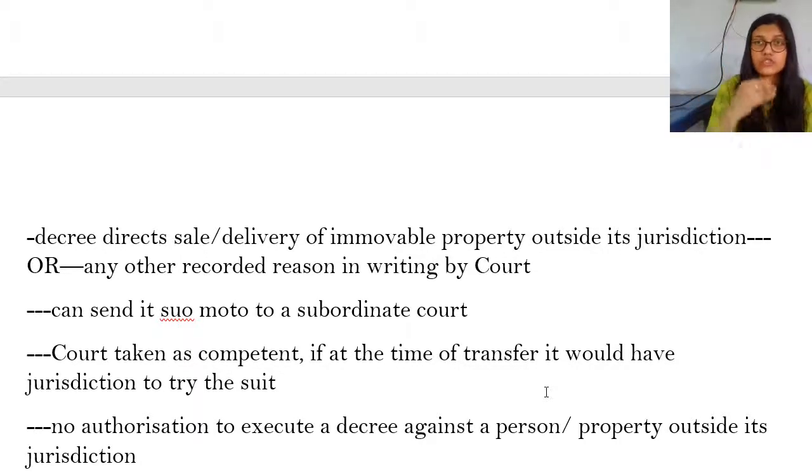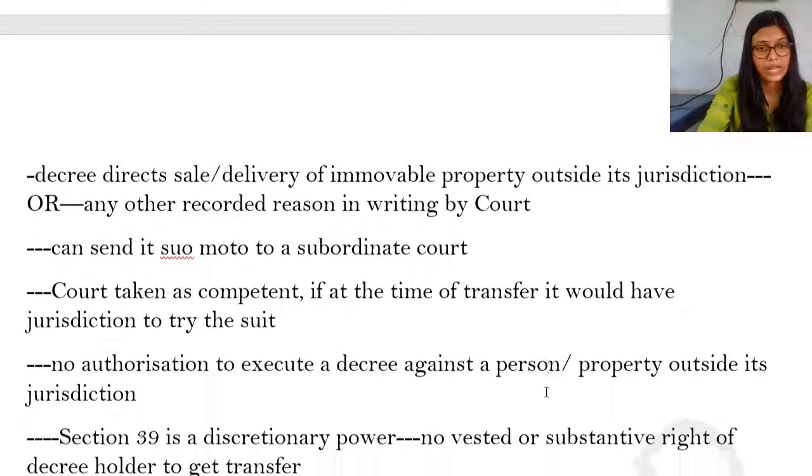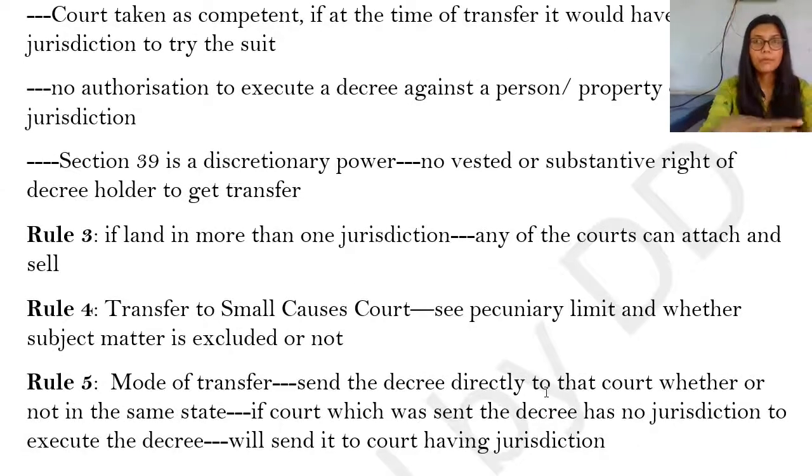And just because the decree holder has come and applied for a transfer does not mean that it is a vested right. You come and say that I want to transfer, doesn't mean the court will grant you the same. It is a discretionary right. Now we will see some more elaborations on the procedure. Rule number 3 is telling that if that particular property or land is situated in one or more jurisdictions, then any of the two courts can attach and sell the same.